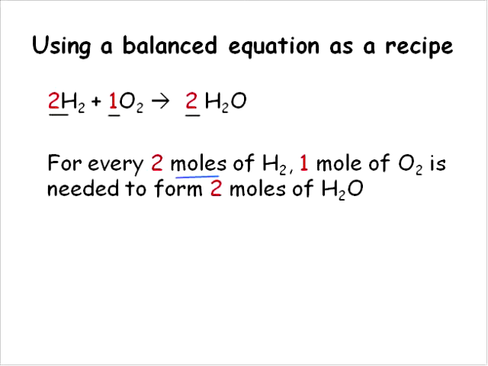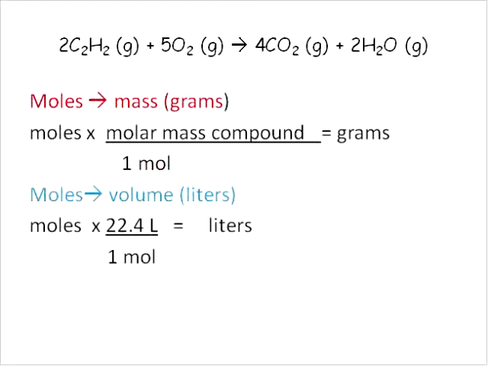We could also read it as molecules. 2 molecules of hydrogen combine with 1 molecule of oxygen to yield 2 molecules of water. However, when using moles, that's going to help us convert to grams for mass and liters for volume. So here we have an equation, and again, we use these coefficients, the moles and the ratios of the moles in our chemical equation recipe.